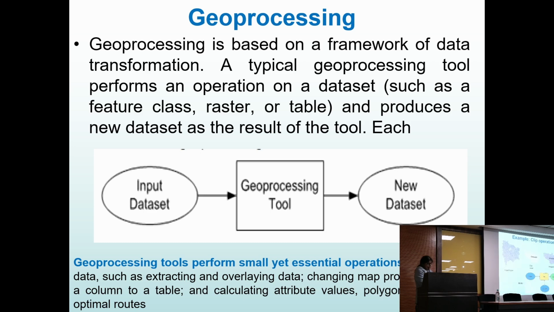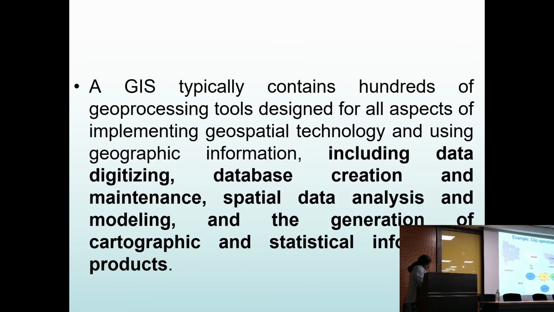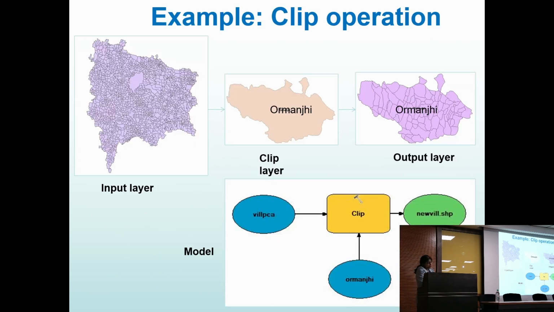generated. Like this is one old Ranchi district, and Ormanjhi is one clip layer. Okay, and we have to find out what are the villages which are coming under Ormanjhi block. So Ranchi input layer is your Ranchi, clip layer is your Ormanjhi, and after performing clip, we are getting village boundary map, that is the last one, Ormanjhi village boundary map. So this is the way in which geoprocessing tools are working.